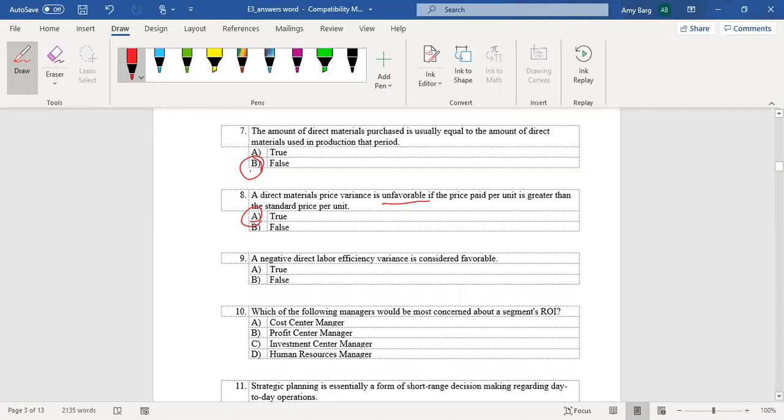A negative direct labor efficiency variance is considered favorable. So for the direct labor efficiency variance, if we recall, it's the standard price. We hold that constant, and then we compare the actual quantity to the standard quantity. If this number is negative, that means the actual quantity that we used is less than the standard quantity. And it's good, right? That's what we're supposed to do. So that's favorable, and that's what we're looking for. So the answer here is true.